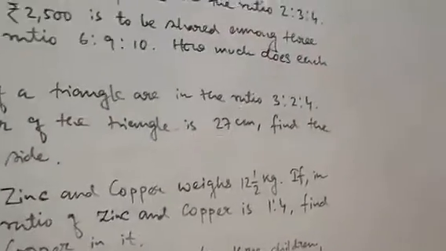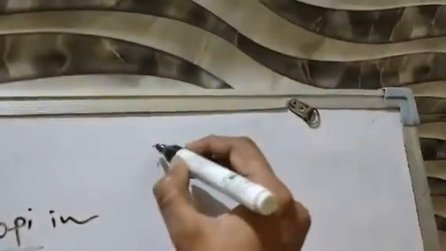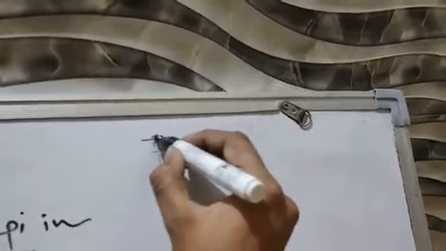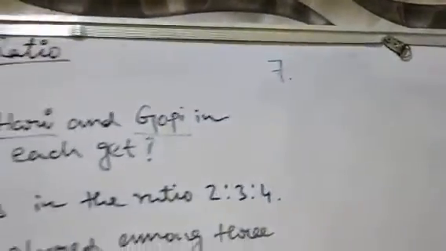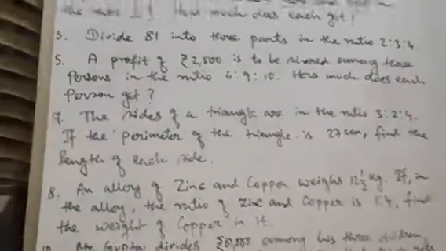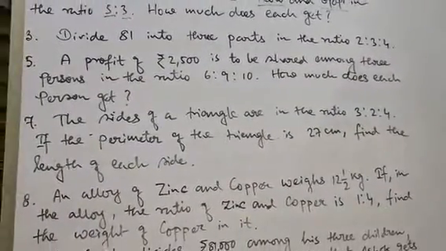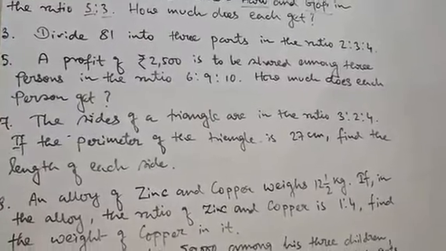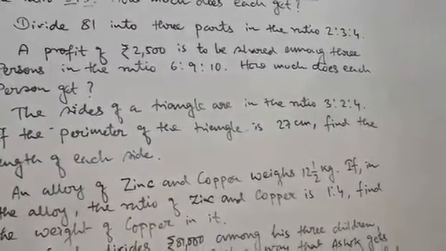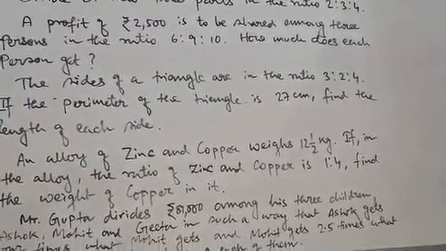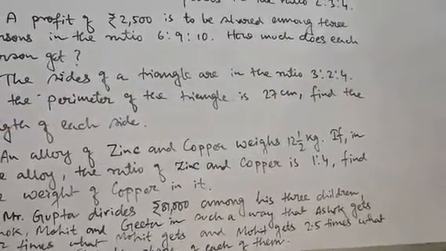Question number 7. Question number 7 says the sides of a triangle are in the ratio 3:2:4. If the perimeter of the triangle is 27 centimeter, find the length of each side. Therefore, the ratio of the sides is given, and the perimeter of the triangle is given.